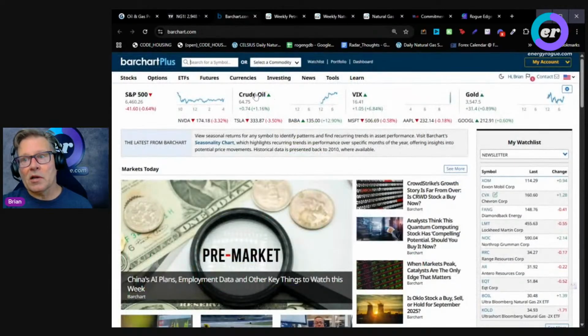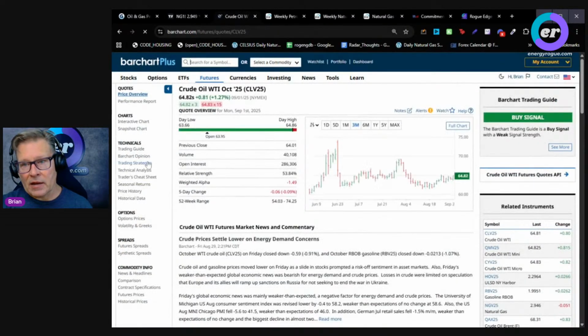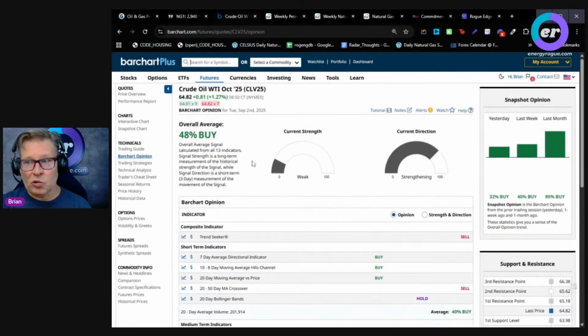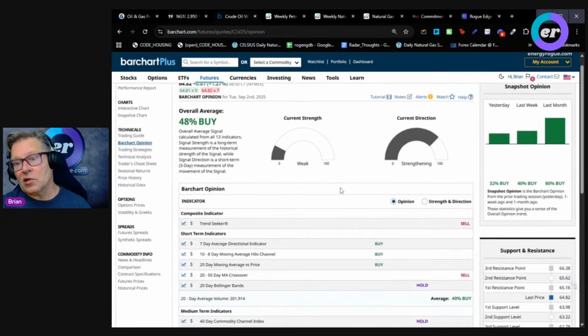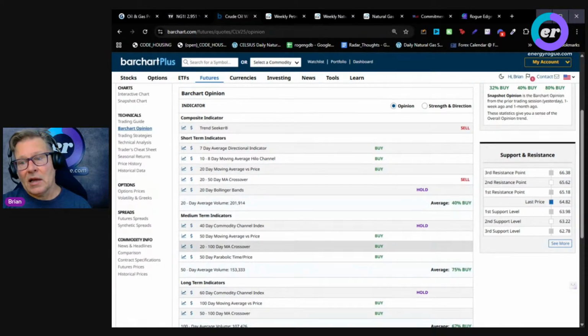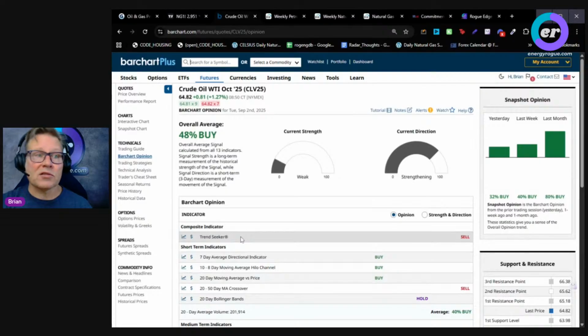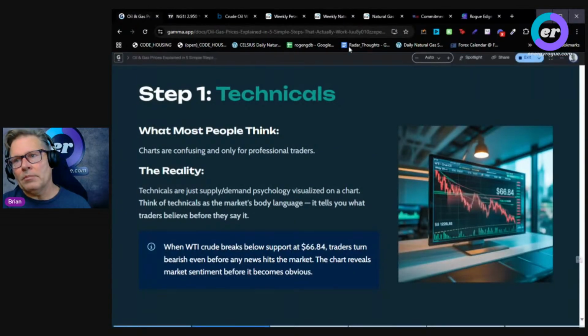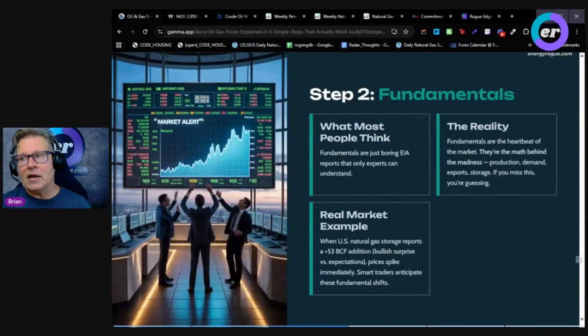Barchart is another one. For instance, they actually have a Barchart opinion, and they look at a trend seeker. This is on crude oil, and they have a current strength, current direction. This is a mathematical way to evaluate, and what they look at is a lot of crossovers: moving average versus price, moving average crossover, Bollinger Band, which is one view of the market, but like I said, there's literally hundreds there. So anyhow, technicals is one place to look at it.